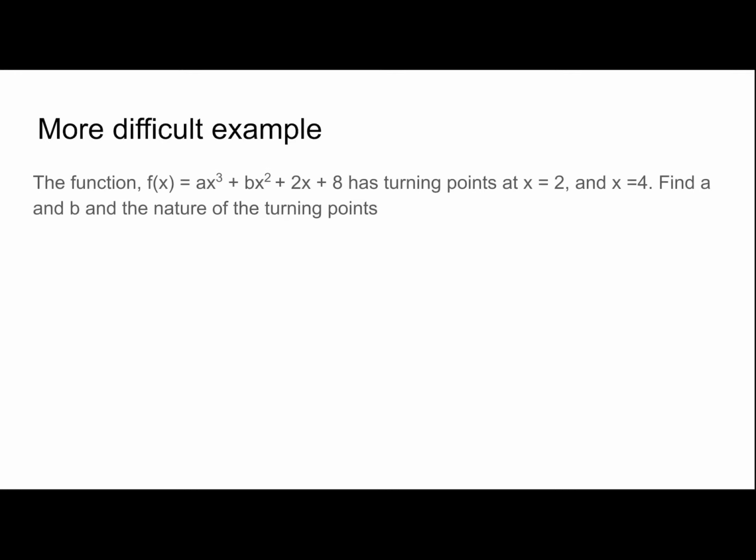So we have a more difficult example. We have the function f of x equals ax cubed plus bx squared plus 2x plus 8, which has turning points at x equals 2 and x equals 4. Find a and b, and therefore the nature of the turning points.